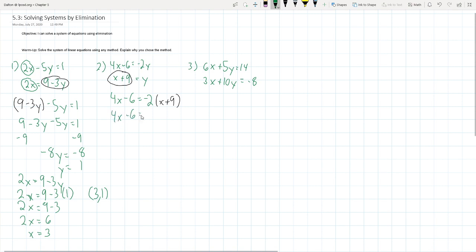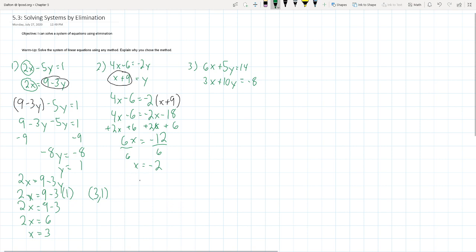4x minus 6 equals negative 2x minus 18. Add 2x to both sides. And at the same time, I'm going to add 6 to both sides. So I get 6x equals negative 18 plus 6, which is negative 12. Divide by 6, divide by 6. My x equals negative 2.